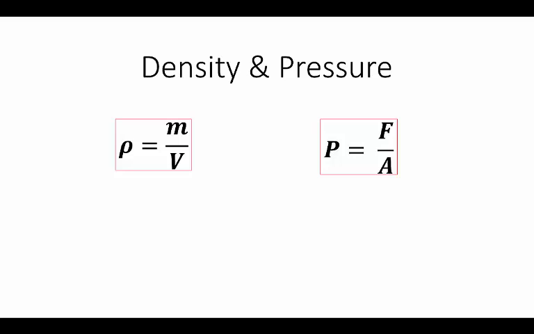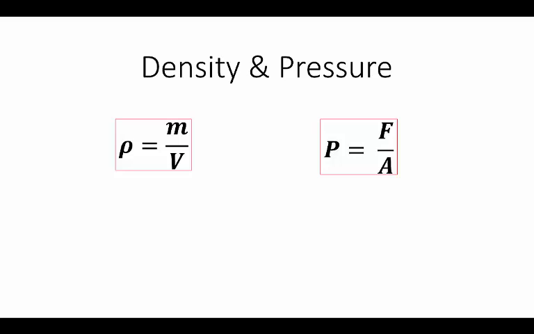To convert between the two, simply multiply your grams per centimeter cubed by 1,000 and you'll have kilograms per meter cubed. So water at 4 degrees centigrade has a density of 1 gram per centimeter cubed, or 1,000 kilograms per meter cubed. The specific gravity of any substance is the ratio of that substance's density to that of water.